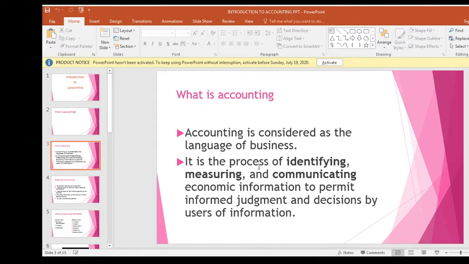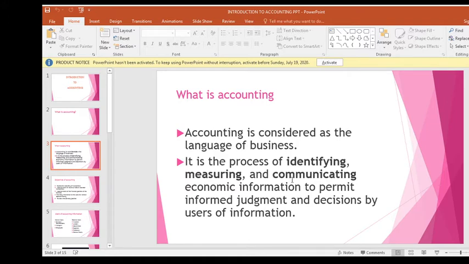The other aspect is measuring, and when we say accounting involves measuring, here we mean that in every transaction that happens in the business, we must attach a monetary value. We must measure the economic value of that particular transaction. In accounting, all the transactions that take place must be recorded in monetary terms, and that is what the measuring part entails.